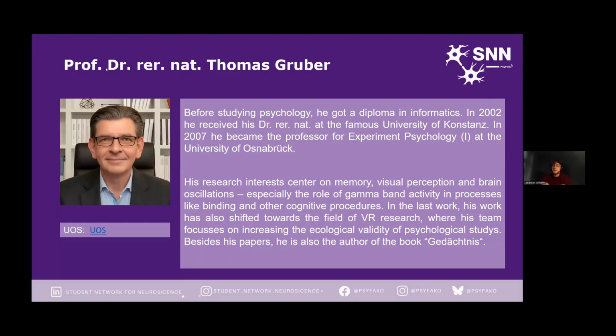So Professor Gruber, before studying, he also got a diploma in informatics and then received his title of doctor in 2007 at the famous University of Constance. In 2007, he became the professor of experimental psychology at the University of Osnabrück. His research interest mostly centers around visual perception, brain oscillations, and especially today's topic, the role of Gammaband oscillations in processes like binding or other cognitive procedures. In his last work, his work has also shifted towards the field of VR research, where his team focuses on increasing the ecological validity of psychological studies. And besides his papers, he's also the author of the book Gedächtnis.